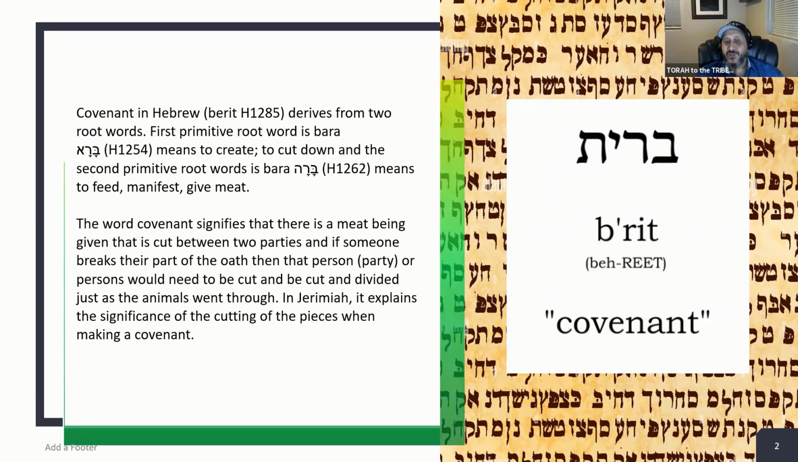As we read in Jeremiah, it explains what the cutting of a calf attached to a covenant represents. Let us look at Jeremiah 34:18-21, so we can get a clearer picture of what the cutting of the calf means when making a covenant.